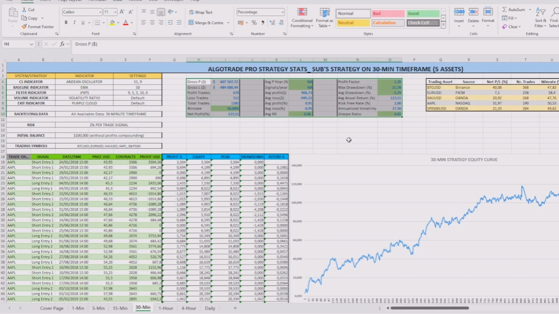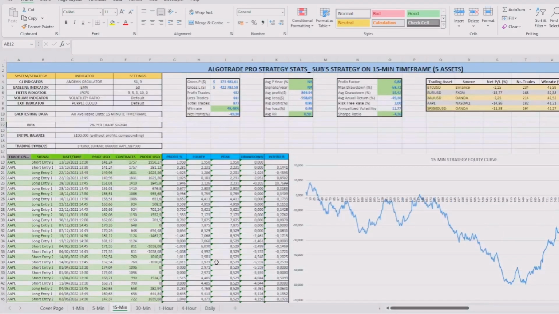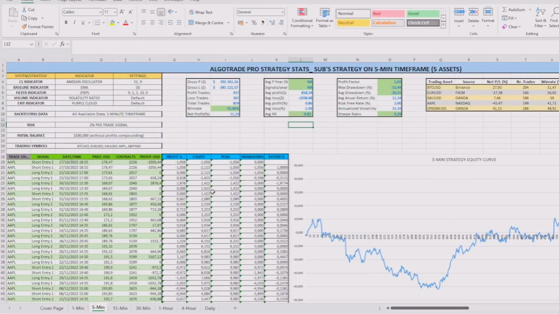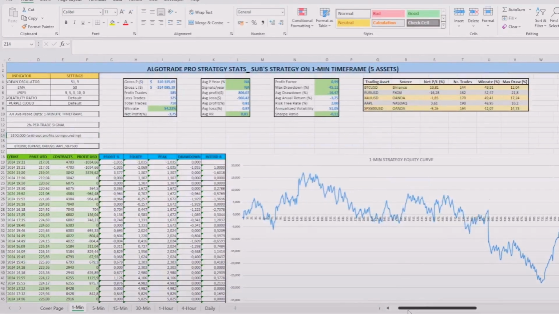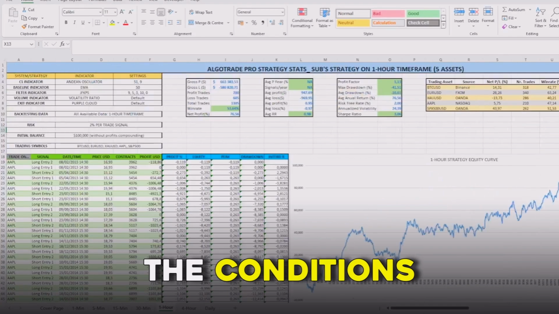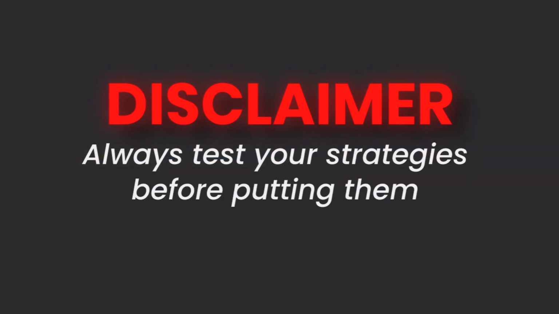Of course, remember, this testing series is all about impartial analysis. I'm not here to judge if a strategy is good or bad, but rather to present its real-world performance across different market conditions. The performance could vary significantly if you change the conditions or even the settings, so please always test your strategies before putting them into practice.